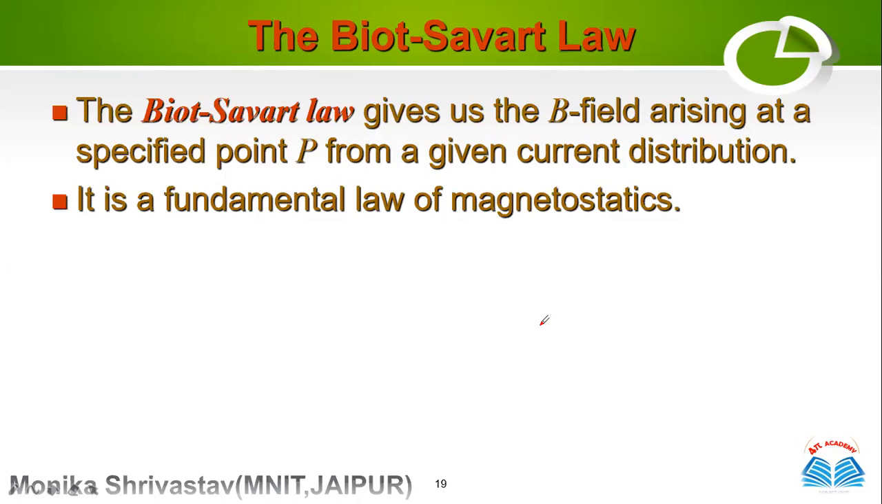Okay, so the Biot-Savart law gives us the magnetic field arising at a specific point P from a given current distribution.